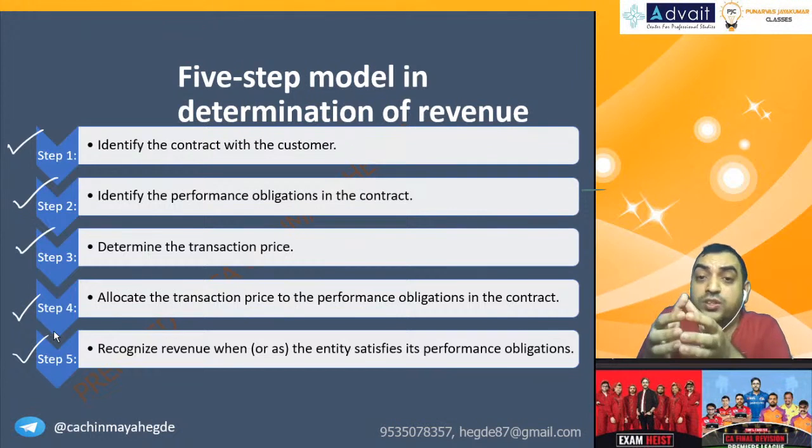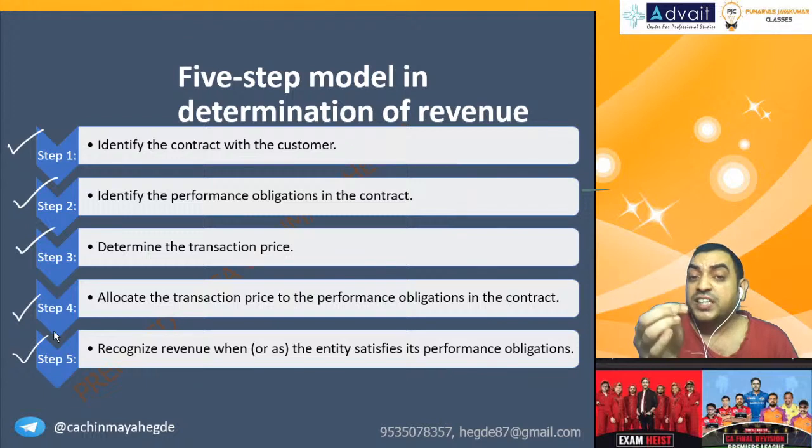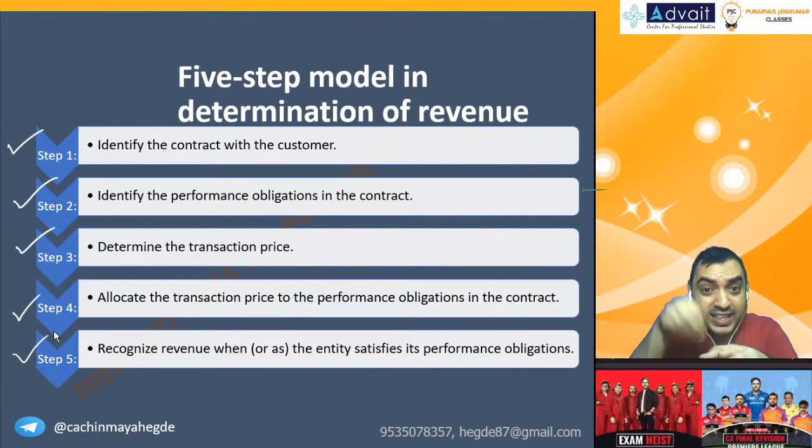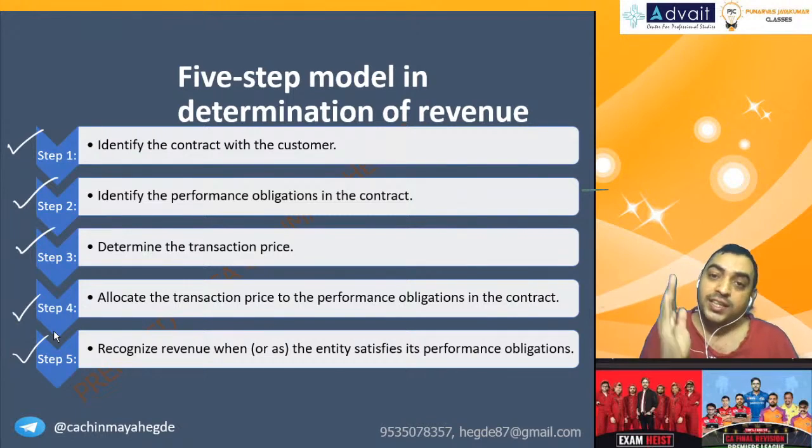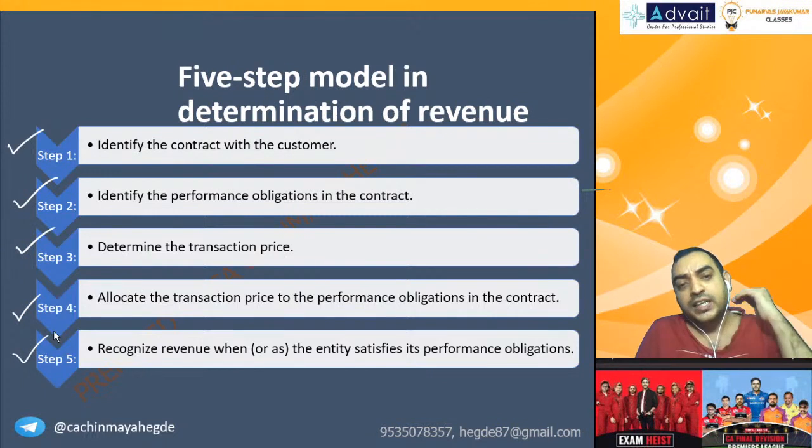Now, when should this amount be taken into the books of accounts? In step 4, we just computed. We did measurement. But when it should be recognized in the books of accounts, that is step 5. What does it say? Whenever the performance obligation is satisfied. So when the car is transferred to the buyer, relevant to the car, revenue is recognized.